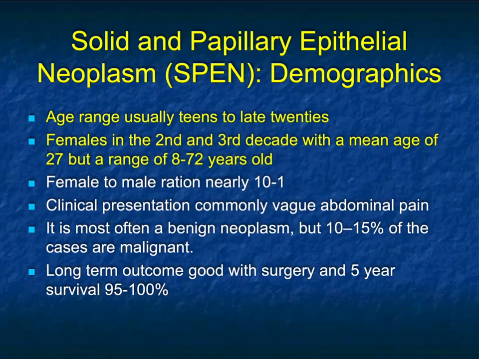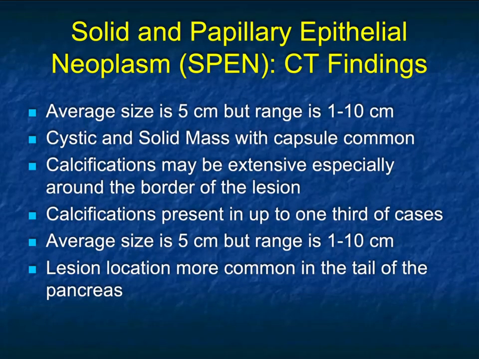Long-term outcome with surgery is indeed very, very good. Now, the average size is 5 cm with a range of 1 to 10. It's typically a solid mass with cystic component. Again, it can be confused with serous cystadenoma, or with a cystic neuroendocrine tumor, as two examples.